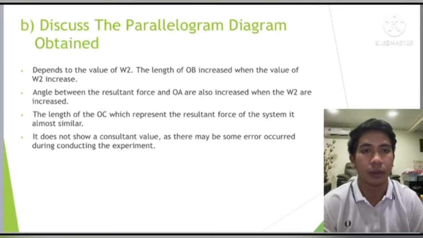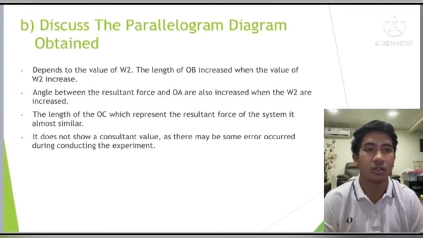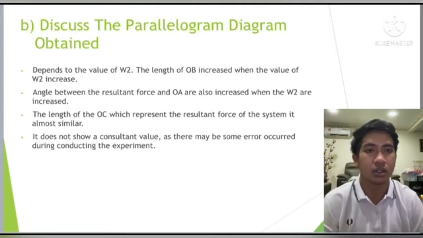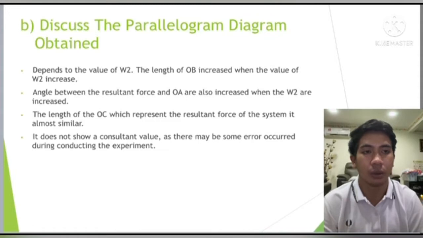Also, the angle between the resultant force and OA also increases when W2 is increased. On the other hand, the length of OC, which represents the resultant force of the system, is almost similar. It does not show a constant value as there may be some error that occurred during the experiment.